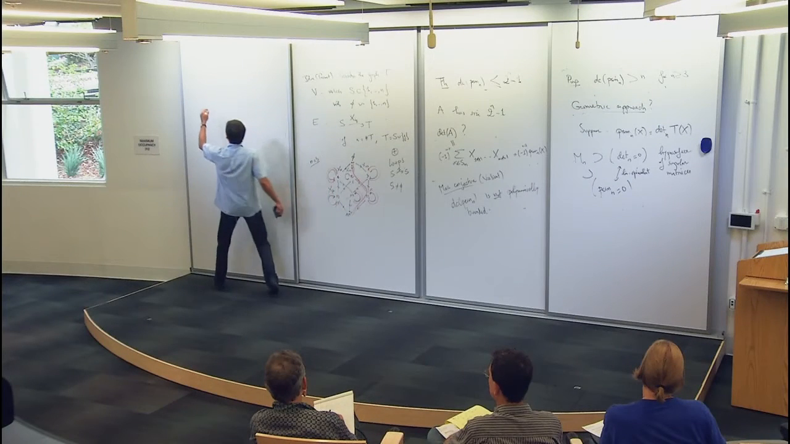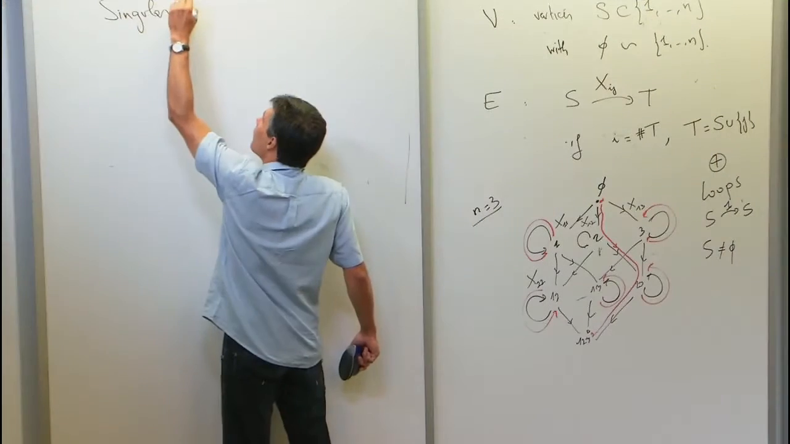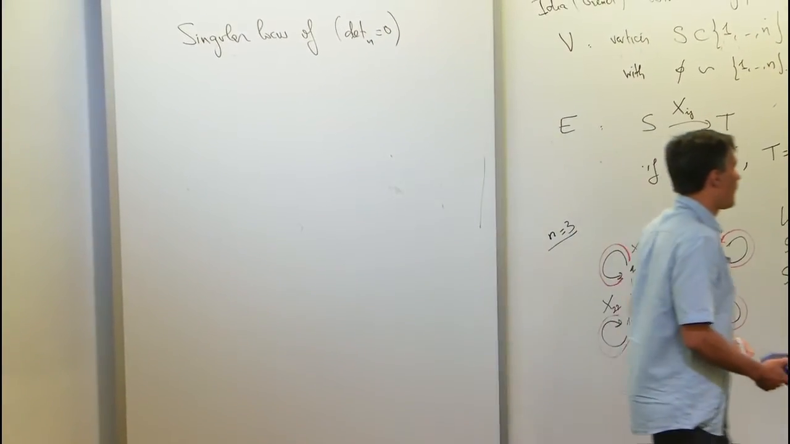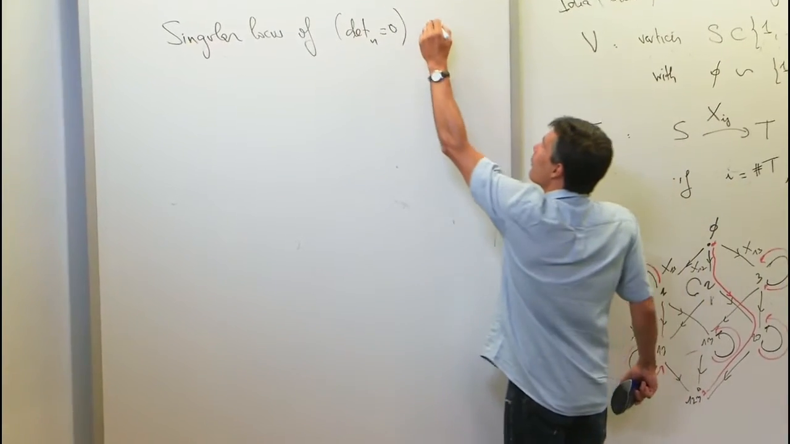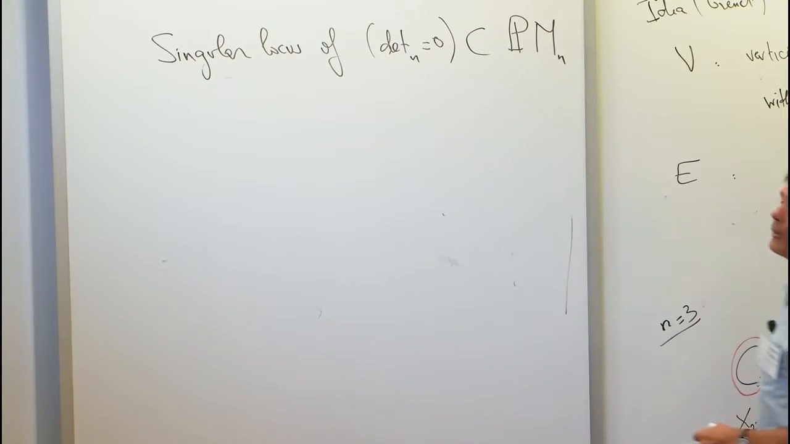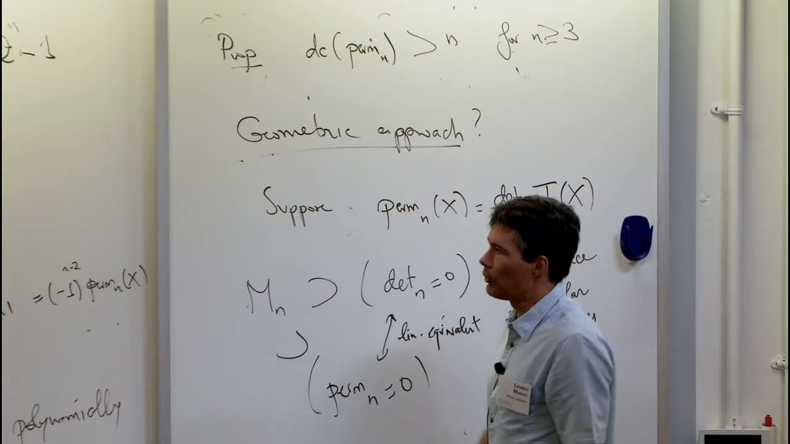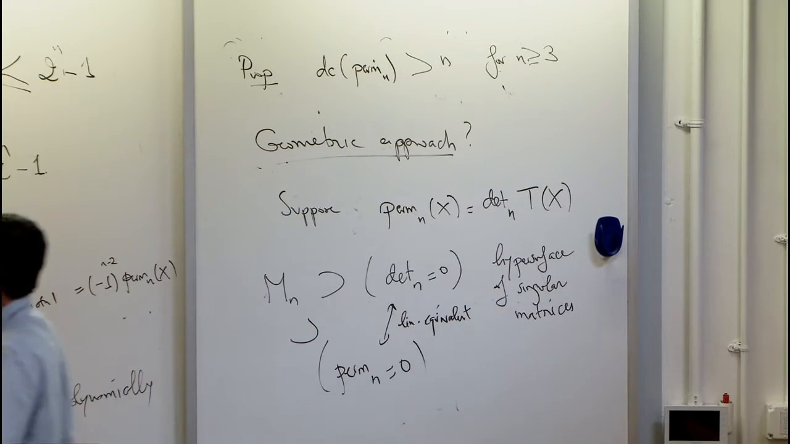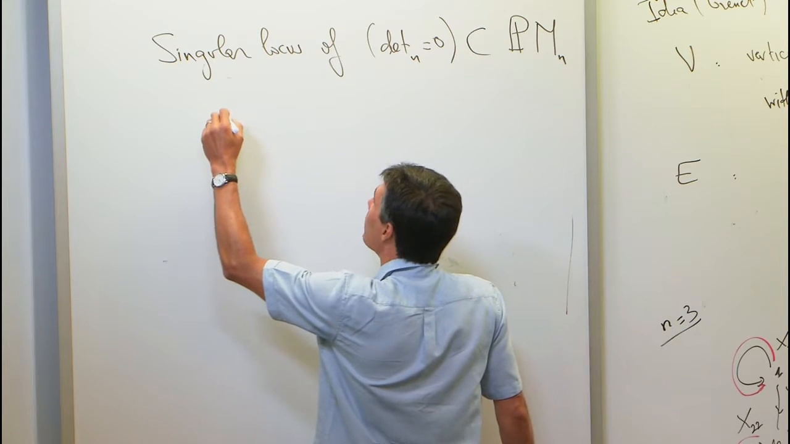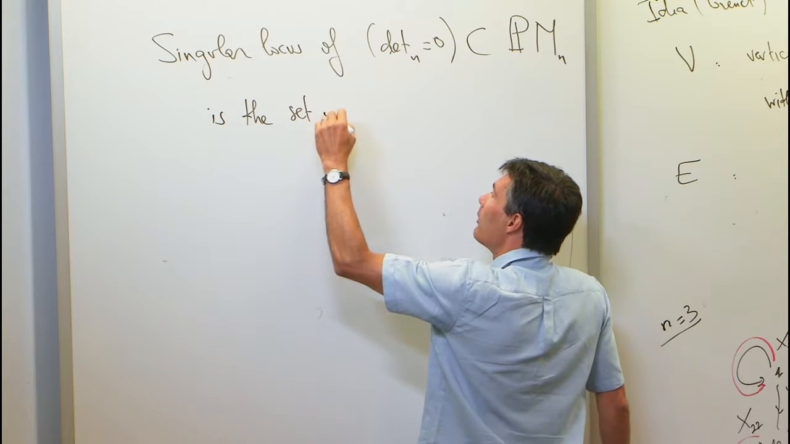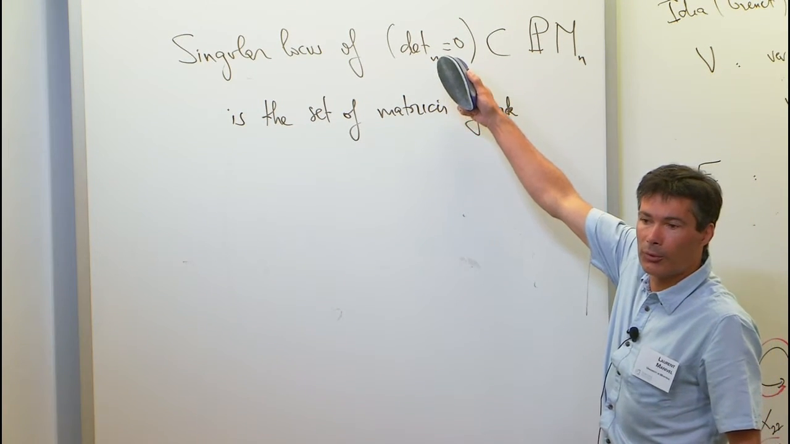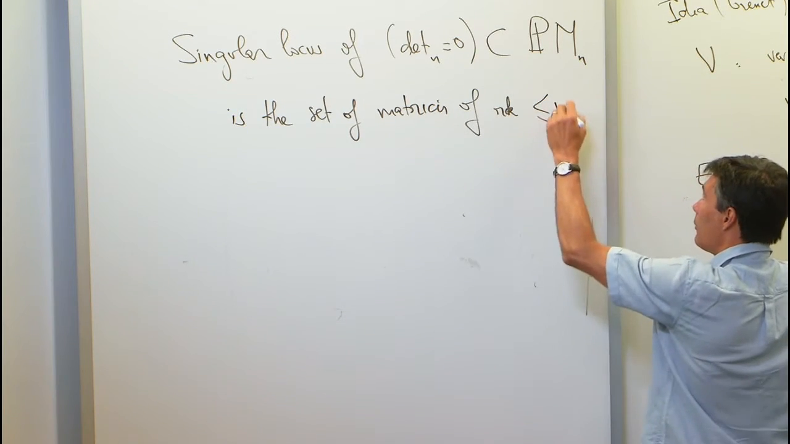So for example, we can look at the singular locus. It's better to look at these hypersurfaces inside the projectivization. These are two homogeneous polynomials, so these hypersurfaces are just cones. So I forget about the cone structure by factoring out the scalar action. I go to the projective spaces. And then the singular locus is a set of matrices of rank strictly smaller than n. The singular locus is the set of matrices whose rank is at most n minus 2.